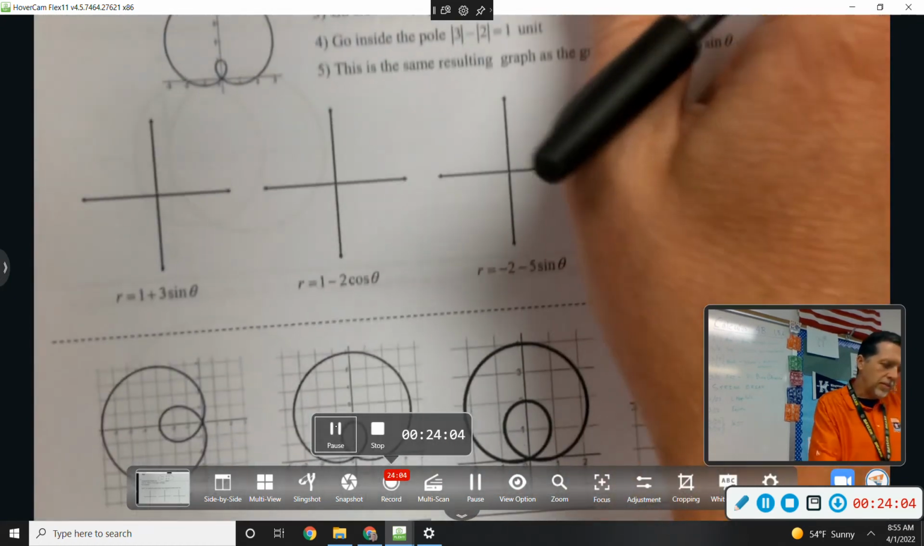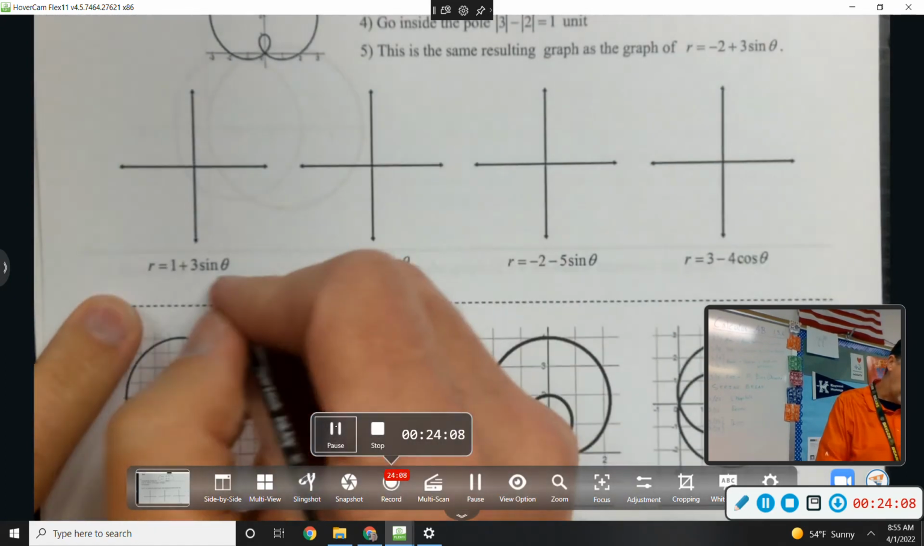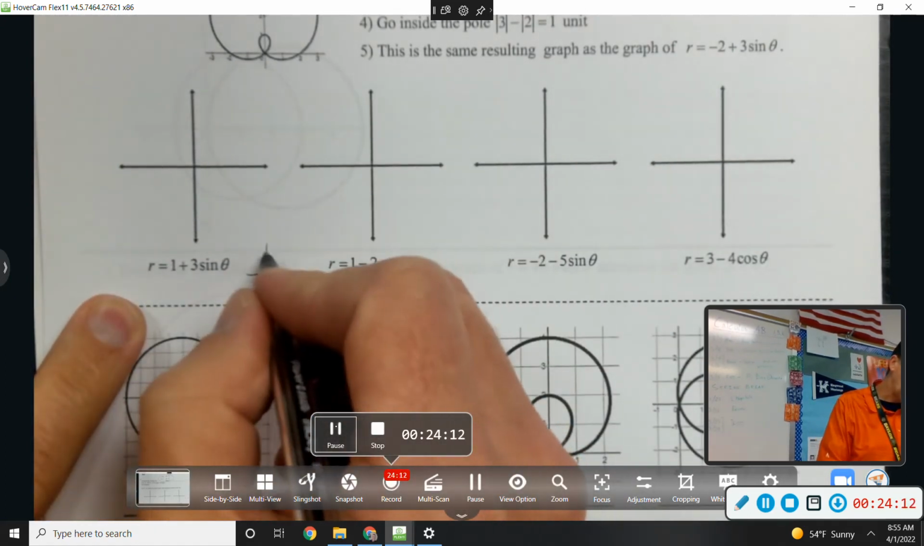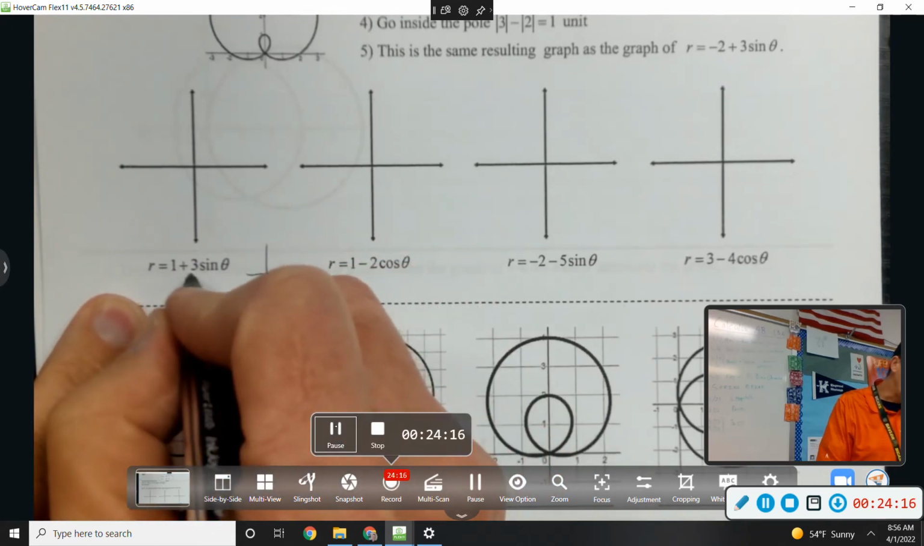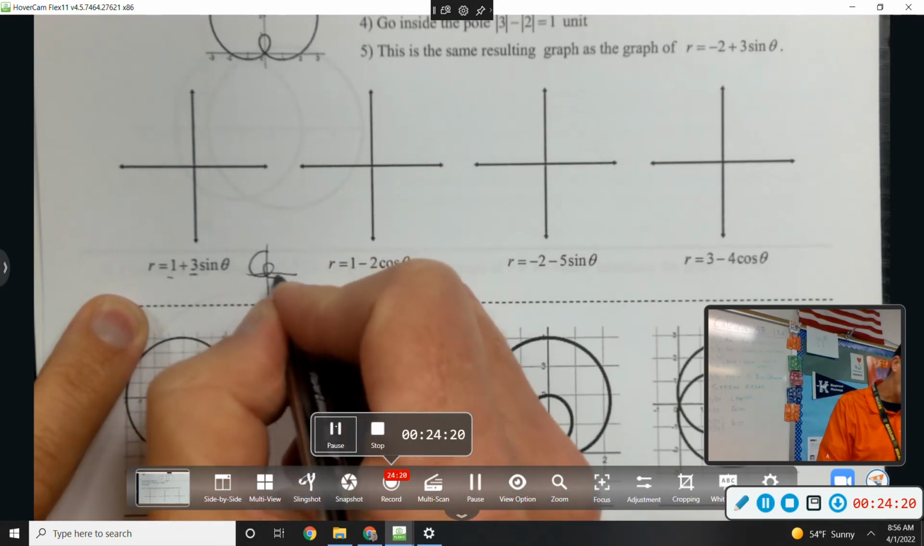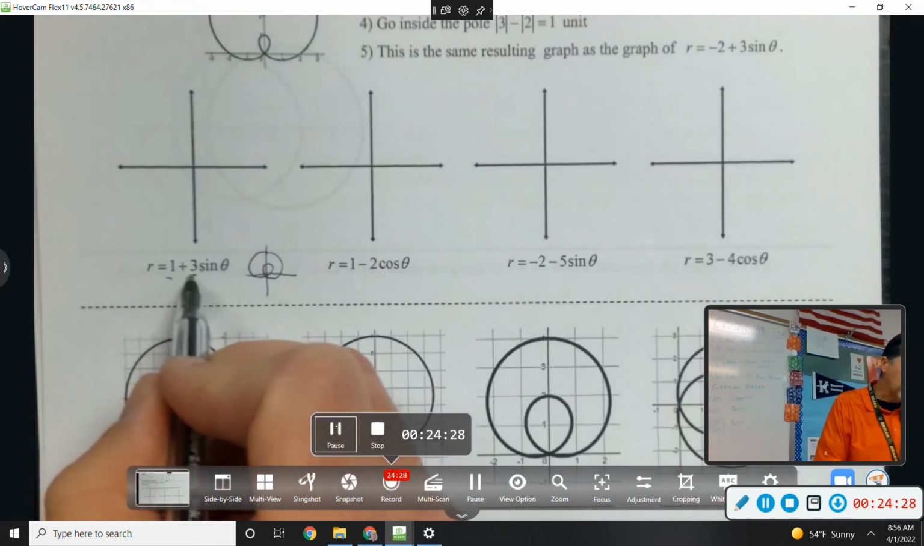So let's just start graphing this one. All right, 1 plus 3. All right, so it's sine, so it's up and down. It's loopy because the loopy part's bigger than the circle part. So I need a loopy part there. But some of the same rules apply. Like the furthest out point is still 1 plus 3.